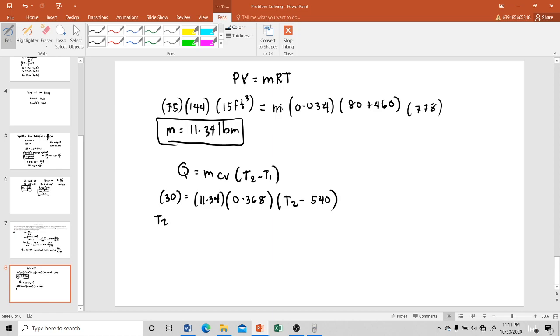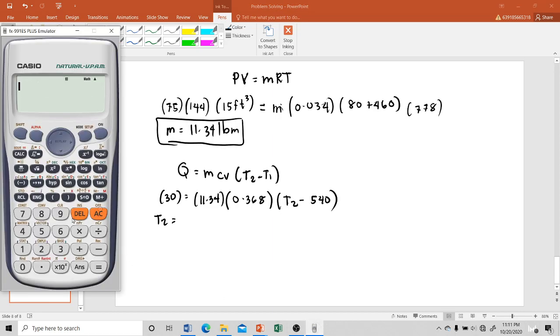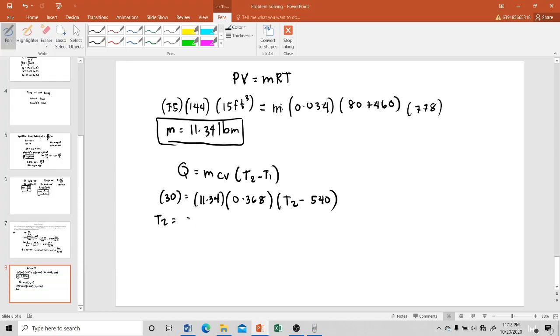So temperature 2 is equal to, so 30 equals 11.34 times 0.368 times T2 minus 540. So now we can get the final temperature: we have 547.19 Rankine.